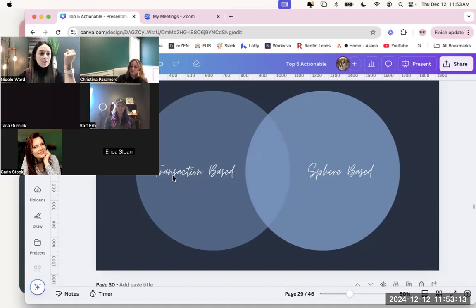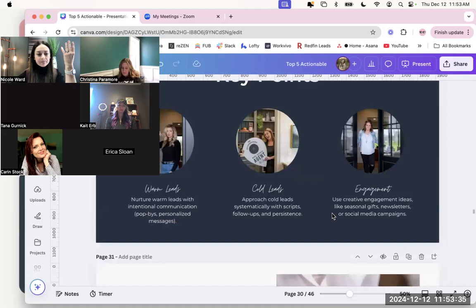Transaction-based business would be cold calling, door knocking, open houses, farming by mailers. That's all transaction-based business. Sphere-based business is going to be your referrals, the people that you know, loving on your people, past clients, staying in touch with them, using social media to stay in touch with them. Those referrals are your warm sphere-based business.